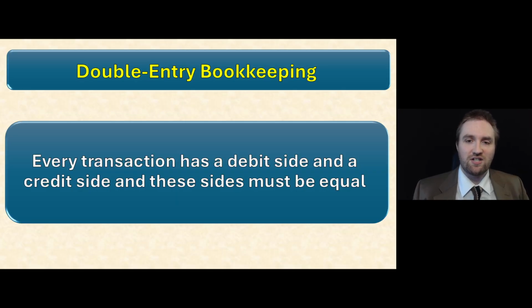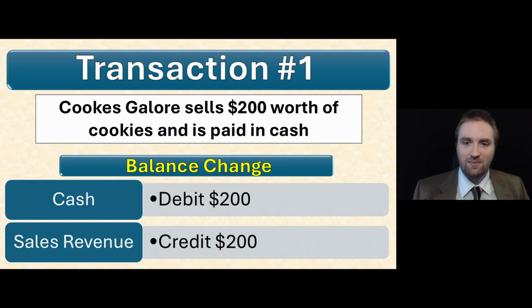Let's finish off transaction 1 by officially recording it with double entry bookkeeping. We left off by debiting cash for $200 and crediting sales revenue for $200. To complete the transaction under double entry bookkeeping, we must now make sure the total debits equal total credits. There's only one debit, $200 in cash, and one credit, $200 in sales revenue. Total debits equal $200 and total credits equal $200. With these being equal, we can now officially finish recording transaction number 1.